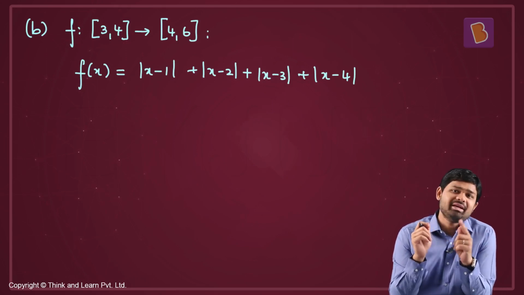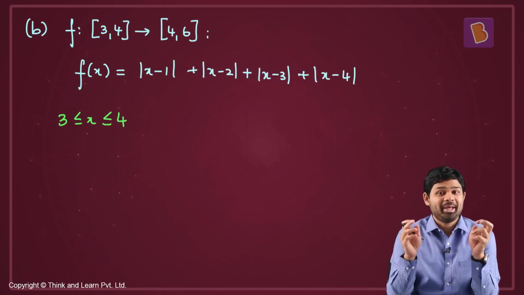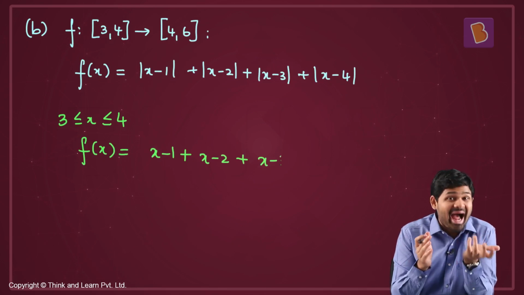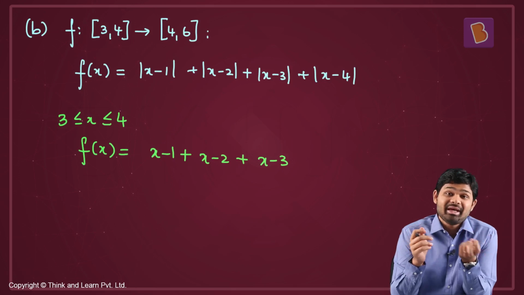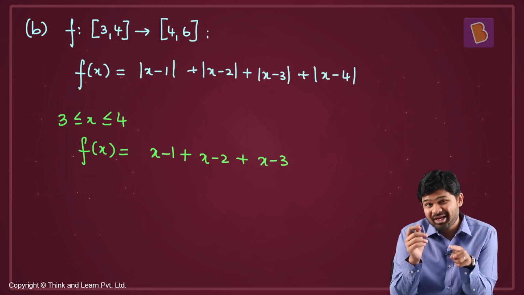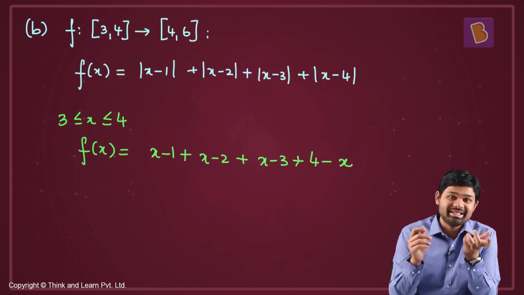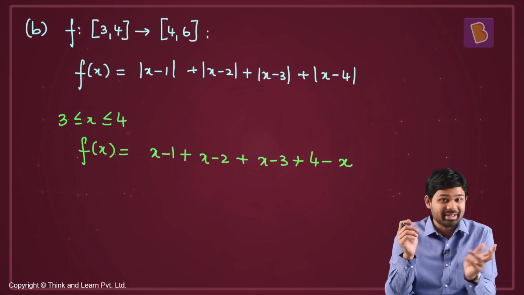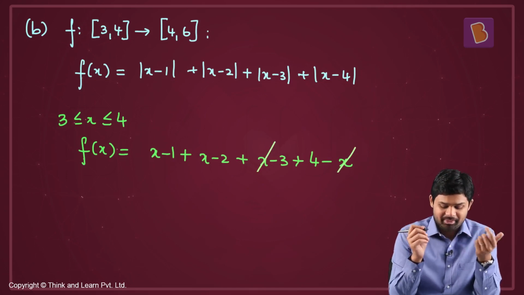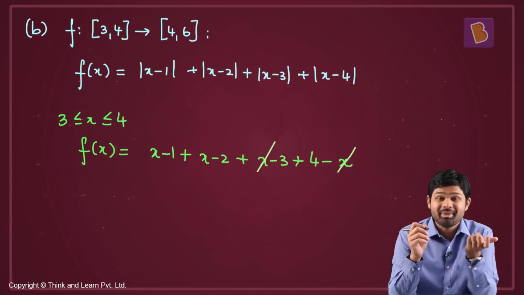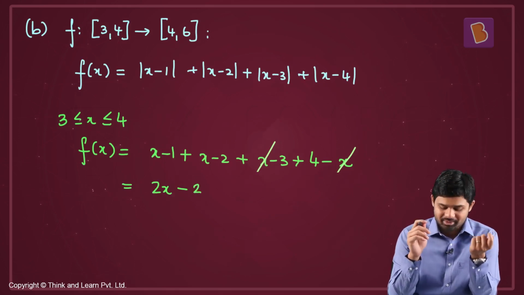Because the function is defined in the domain 3 to 4, these moduli here will open in this way. x minus 1, x minus 2 and x minus 3, in fact all 3 of them are going to be positive when you put a value of x in between 3 and 4. But x minus 4 is going to be negative, so it's going to be minus of x minus 4, which is going to be 4 minus x. So the definition of function in 3 to 4 is going to be this. One of the x's will cancel with the negative x. 4 minus 3 minus 2 minus 1 is going to give me minus 2, and I have 2 x's. So f of x in the domain 3 to 4 is going to be 2x minus 2.